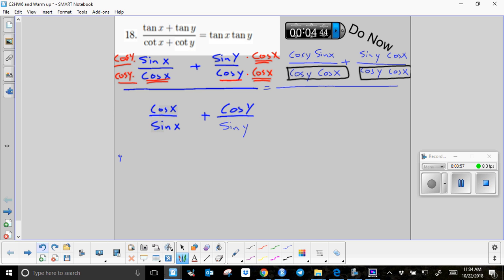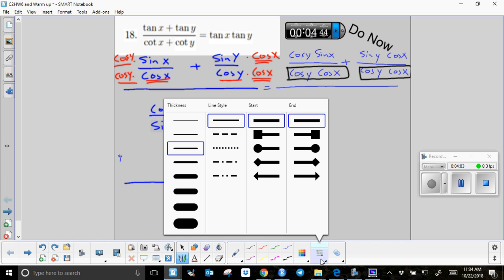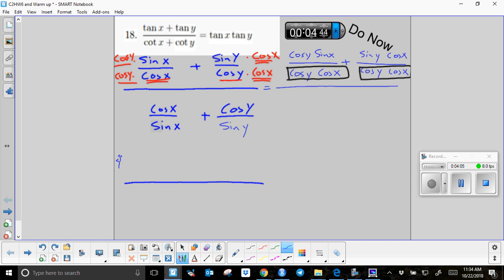So I'm going to leave the bottom of it and go back to it. On the top now I have a common denominator, which is that. Correct? And on the top, what would I have? Sine x. Speak up so we can hear. Sine y times cosine x.